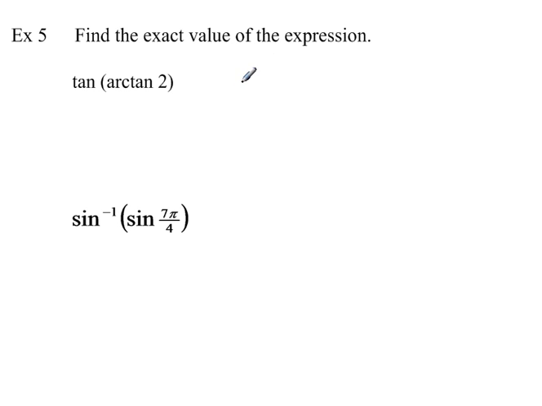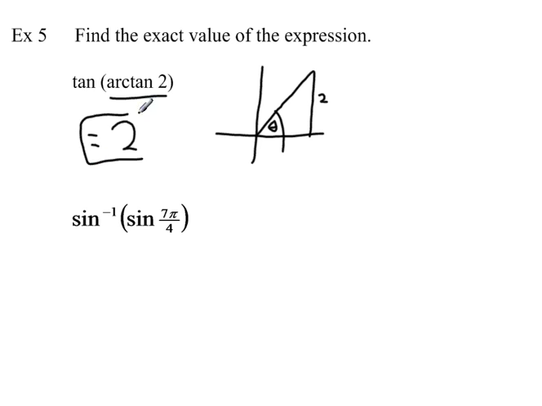Let me show you what I mean by this. So I'm going to make a sketch of the angle whose tangent is 2. So here's this angle, I'll call it theta. Tangent is opposite over adjacent, so there's the angle whose tangent is 2. Now I want to find the tangent of this angle. Well, it's going to be 2 over 1, so the tangent of the inverse tangent of 2 is just equal to 2. So in that case, it did work. Tangent and inverse tangent simplified.